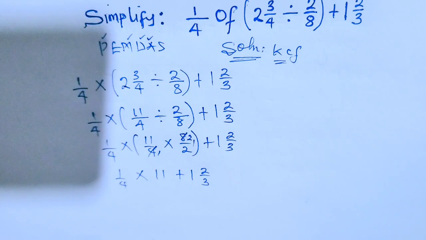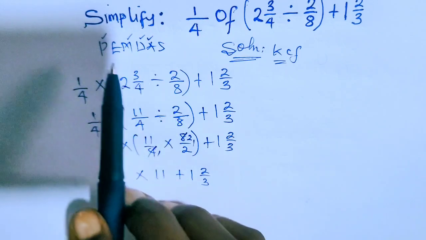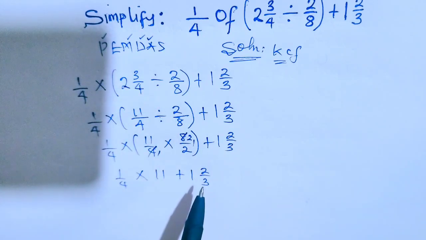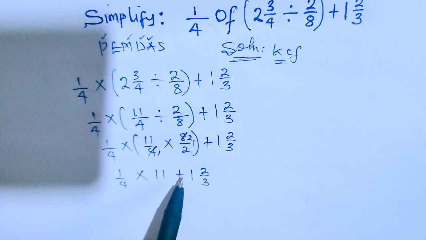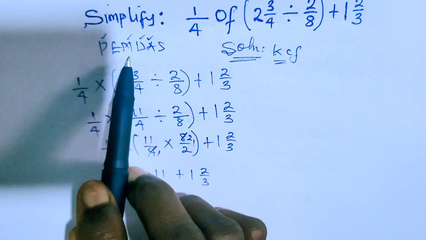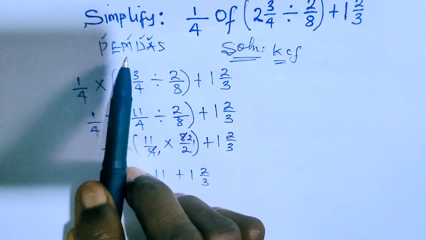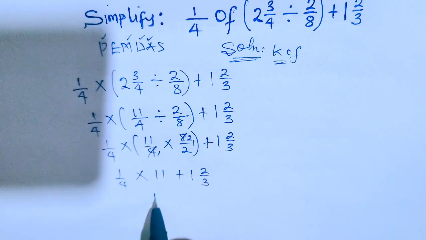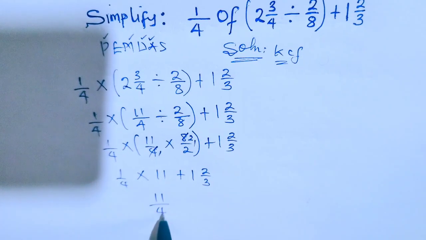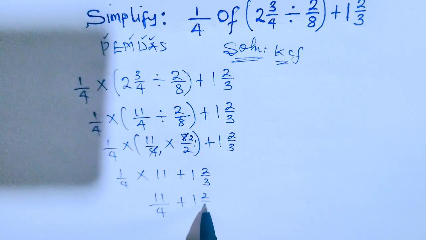Now at this point, still following the order of operation PEMDAS, right here, we have multiplication, we have addition here. Well, right here, we need to take multiplication before addition. But at this point, we have 1 multiplied by 11, that gives us 11. Then all over 4 plus 1 and 2 over 3.